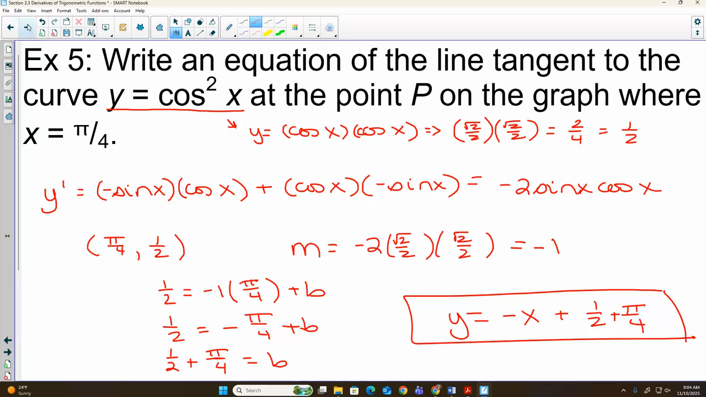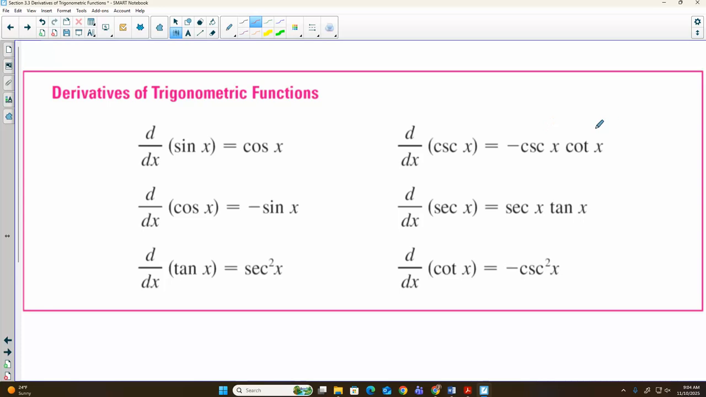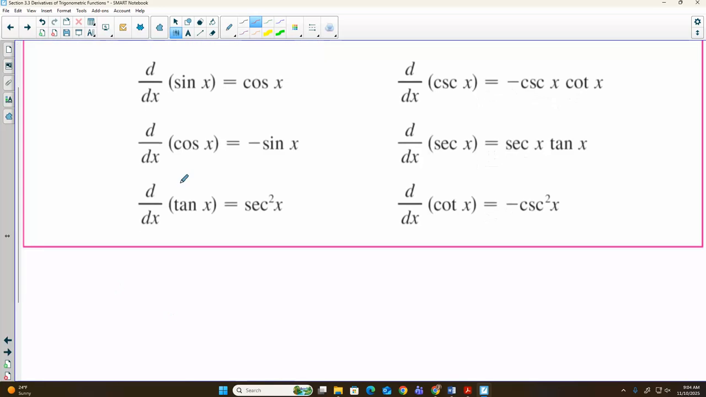The next table, I gave you the derivatives of all the trig functions. We already had the first three: derivative of sine is cosine, derivative of cosine is negative sine, derivative of tangent is secant squared. The other three are all from quotient rules. So we could work out any of them that we wanted. For instance, if I wanted to find the derivative of cosecant.